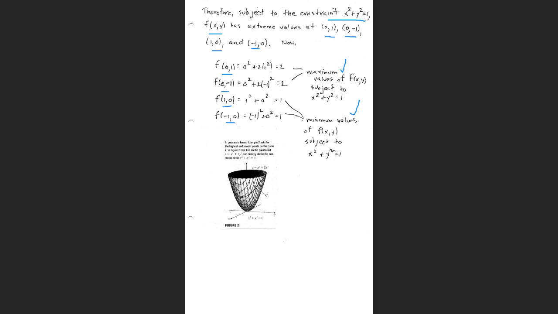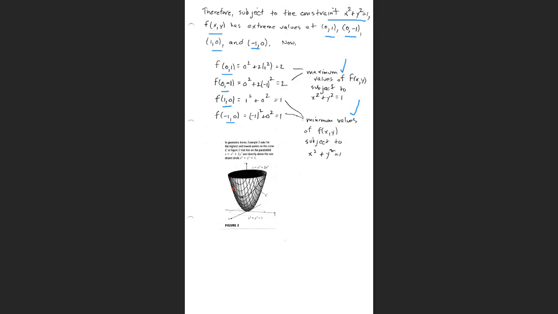Okay, so if we were to take that circle and lift it up onto the surface, it would produce a curve on the surface. The curve on the surface would do that.